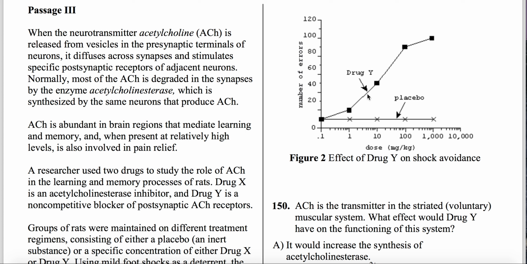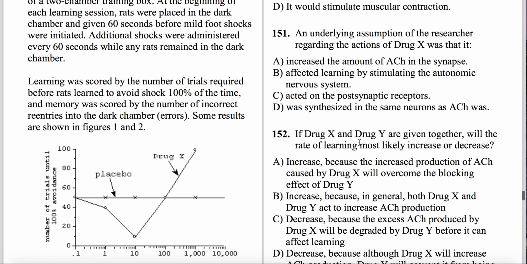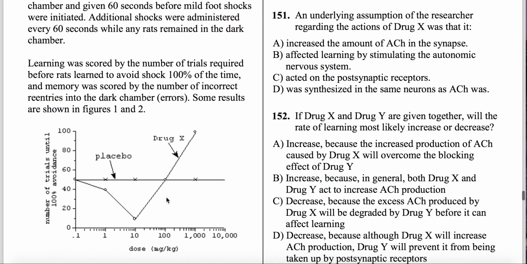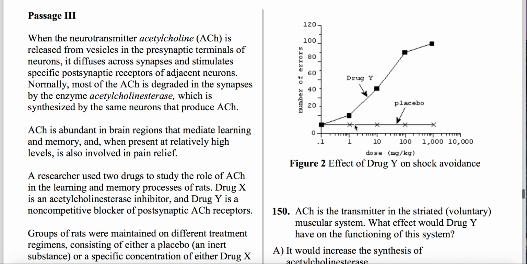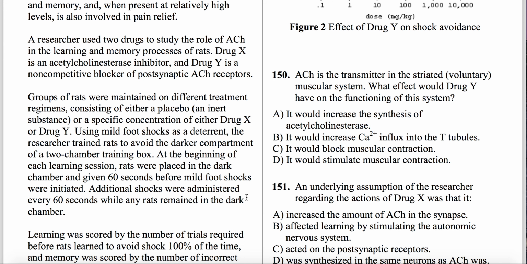It looks like it's approaching a plateau. So at some point, it'll just stop working. But it's pretty dose dependent in the first 100 milligrams per kilogram of body weight. Okay, and that's exactly what we expected. So the only thing that was kind of unexpected was the fact that at certain really high doses of drug X, we actually block learning, which is really interesting. I want to look that stuff up myself. But drug Y was pretty predictable. As you increase the dose of drug Y, we get more errors, which means that your memory is being blocked somehow. Okay. Let's go on to the questions.